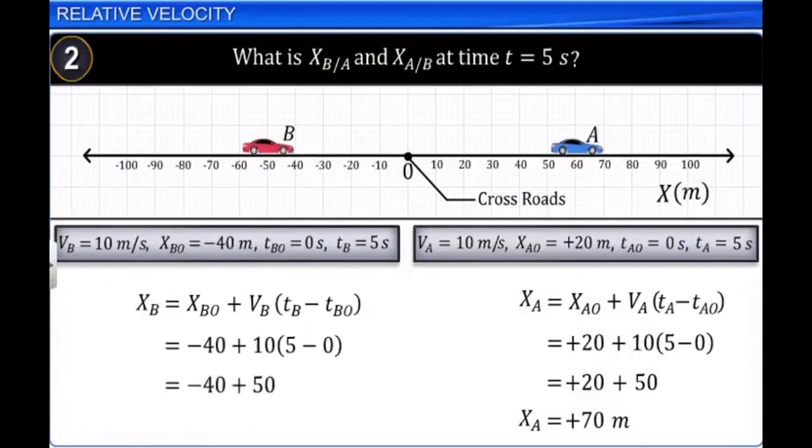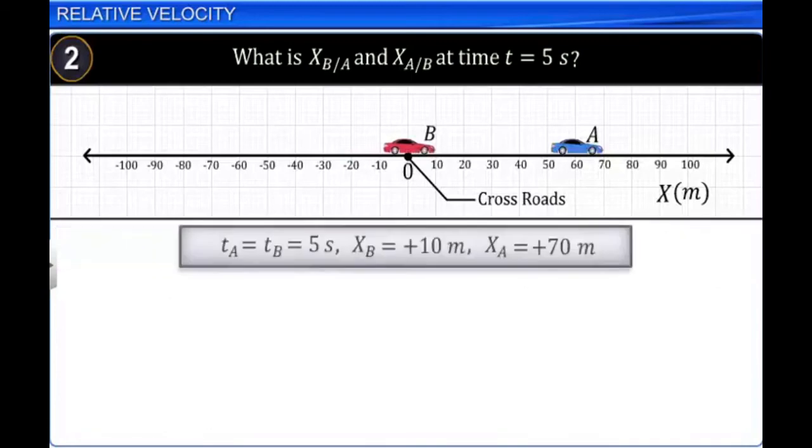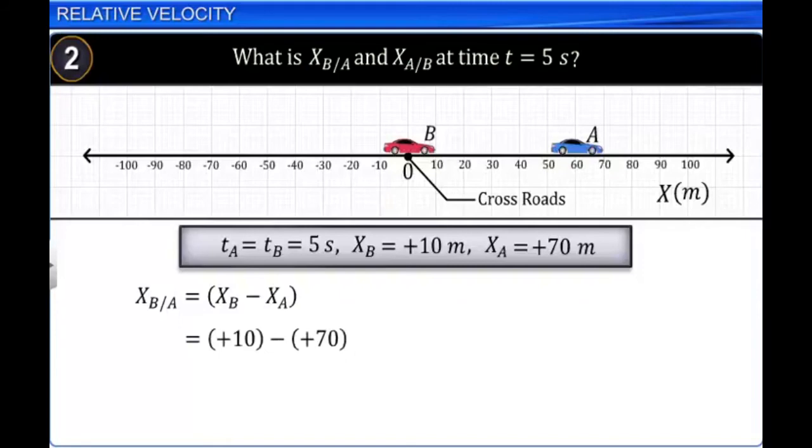Now, calculating for XB by A, which is equal to XB minus XA. On substituting values and simplifying, we get XB by A equal to minus 60 meters. And calculating for XA by B, which is equal to XA minus XB. On substituting values and simplifying, we get XA by B equal to plus 60 meters.